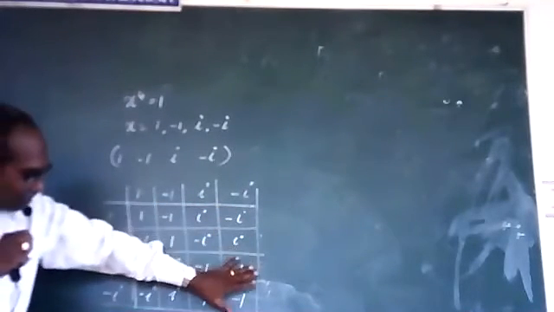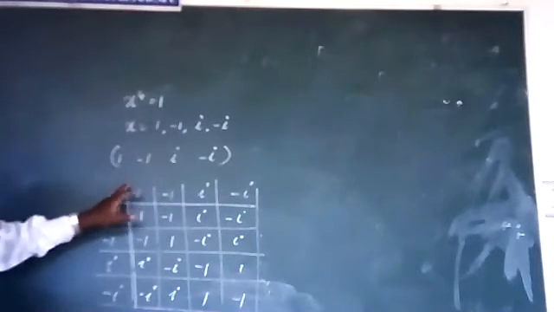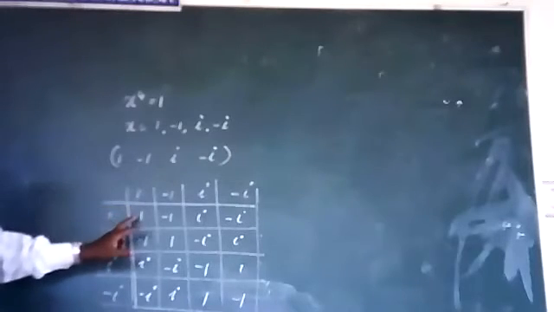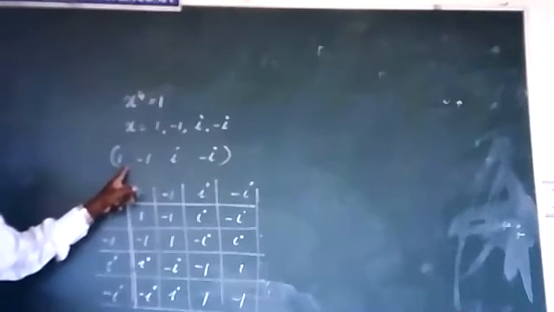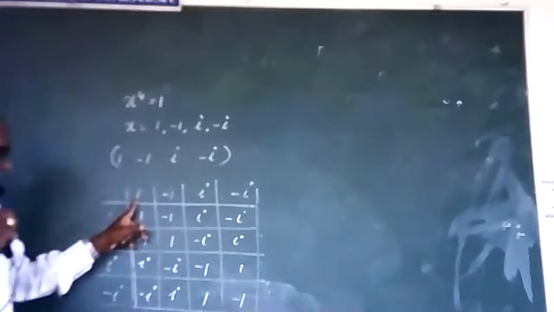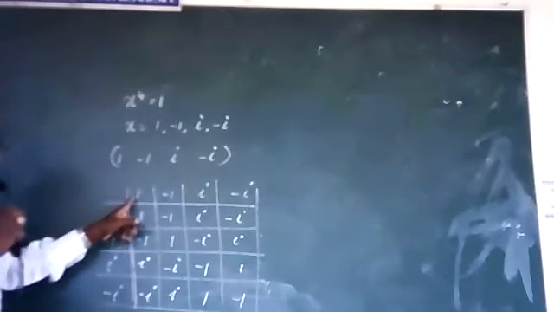Now look here, all the elements in these boxes are members of the group. No new element is found. Therefore, the first rule is satisfied, closure rule is obeyed. Second, there is an identity element which commutes with all the elements. One is the identity element for multiplication. Therefore, the existence of identity element is also there.